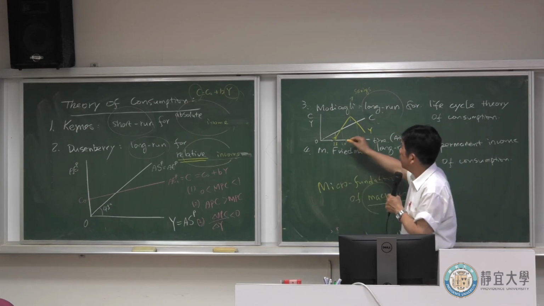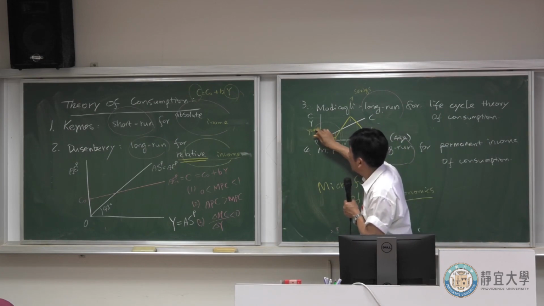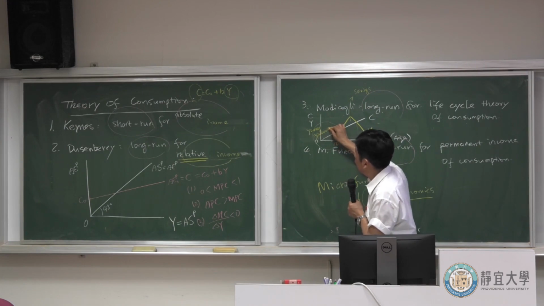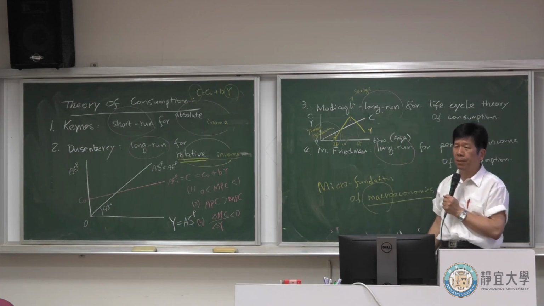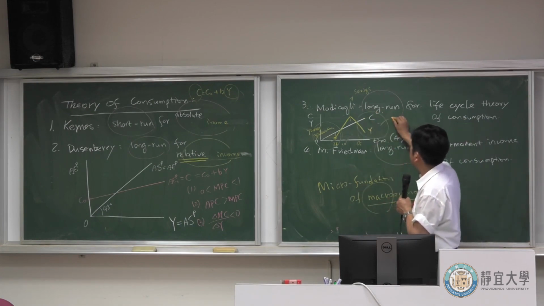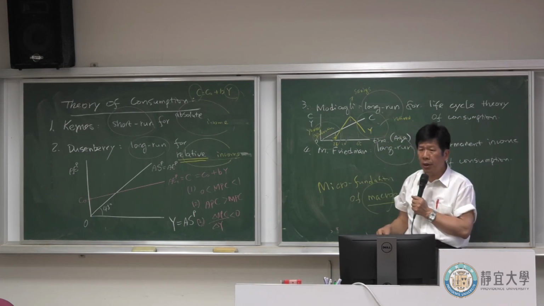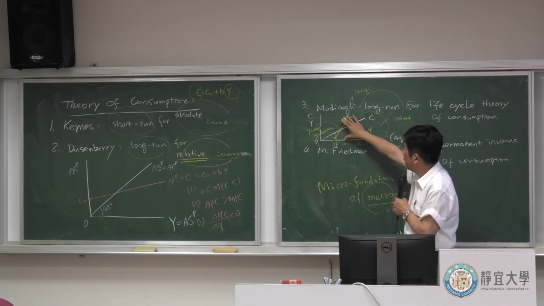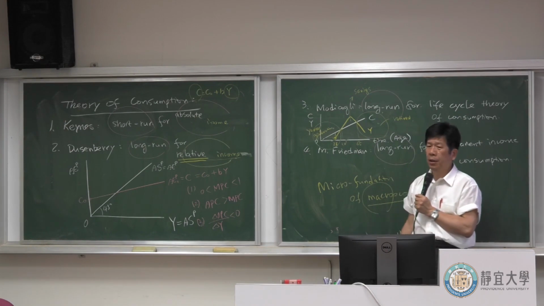So this is for the young generation. When you are young, your consumption is always larger than your income. And when you retire, your consumption is also always larger than your income or earning. So only during middle age can you have more money.